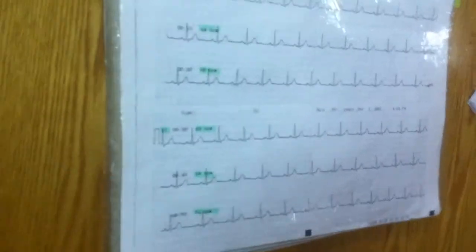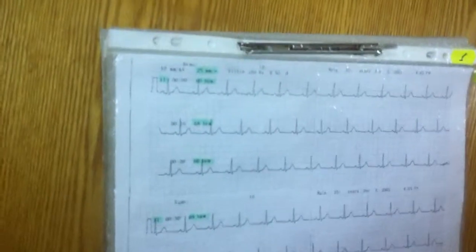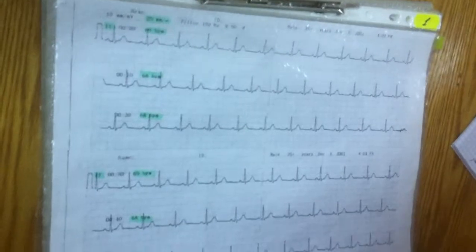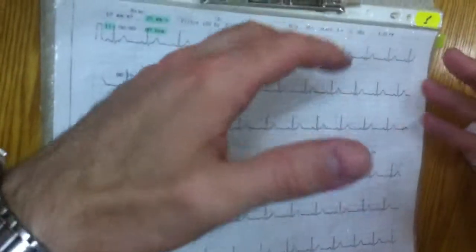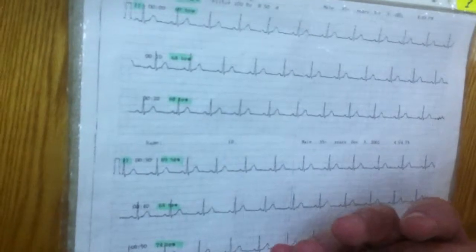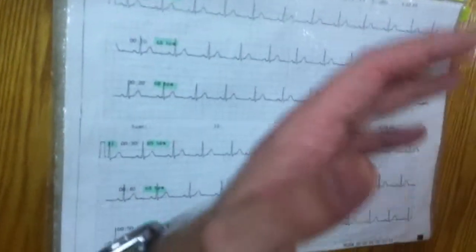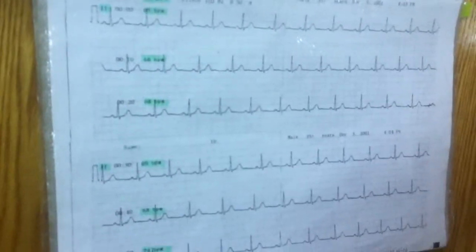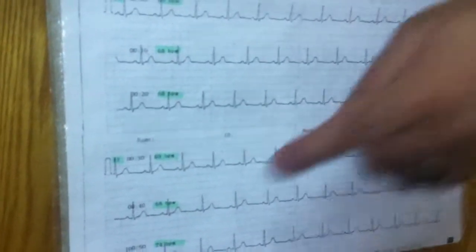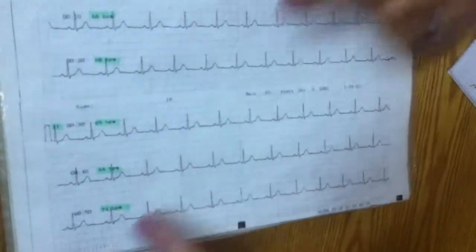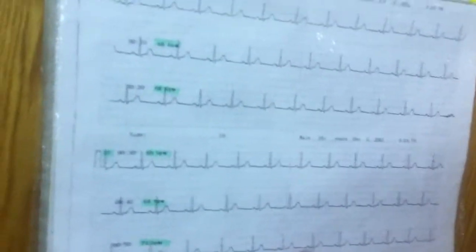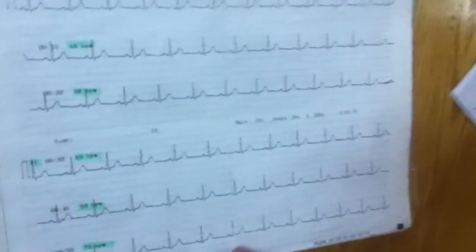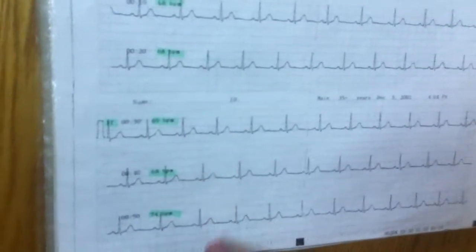So, what problems in this ECG? Colleagues, you should not forget that if you can see the ECG without any problems, you should analyze, check everything, and then say it's a normal ECG. ST is normal. QRS is narrow.